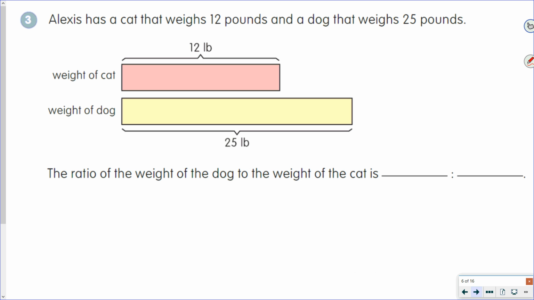Alexis has a cat that weighs 12 pounds and a dog that weighs 25 pounds. So we want the ratio of the weight of the dog to the weight of the cat. Since the weight of the dog is listed first, that number goes first. So the weight of the dog is 25, and the weight of the cat is 12.